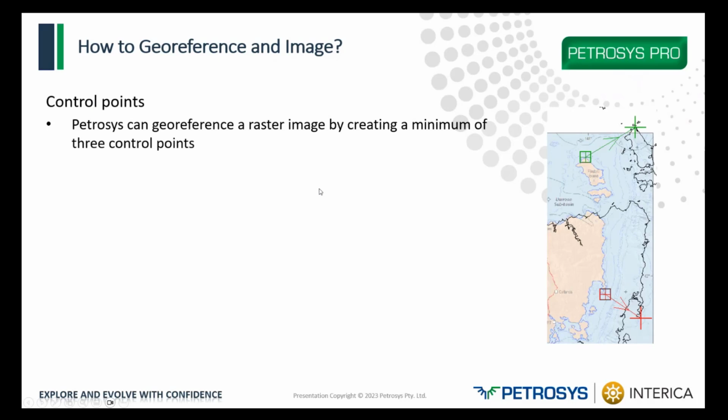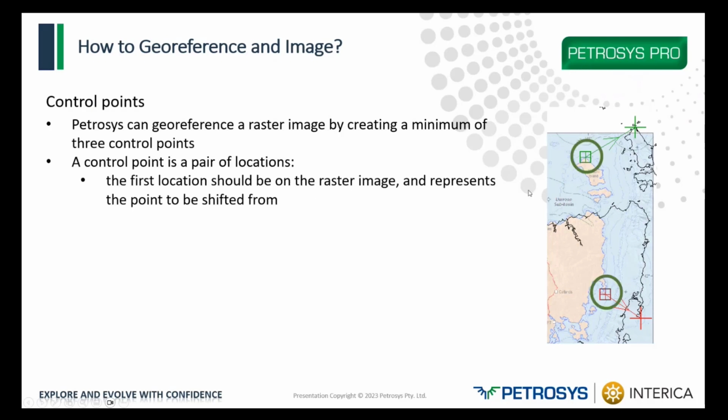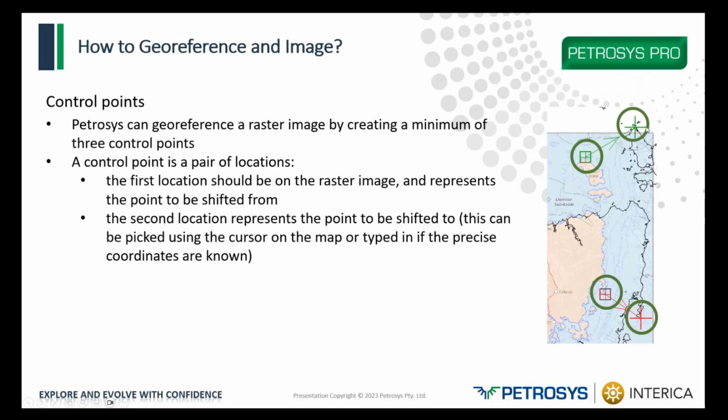So the control points are used to tie the image to georeferencing locations, so latitudes, longitudes, or eastings and northings. And we need a minimum of 3, and we would use the minimum number that give us the correct output. So it's a pair of locations. We have the first location that we select is on the image itself, which is the image that we want to shift. And the second crosses are the location where we want to shift that point of the image to in real world. So where the coordinates want to tie to.